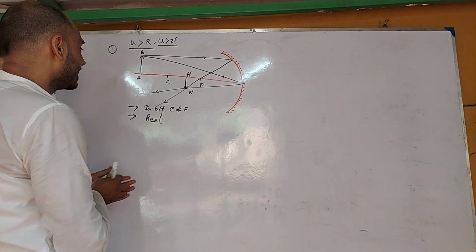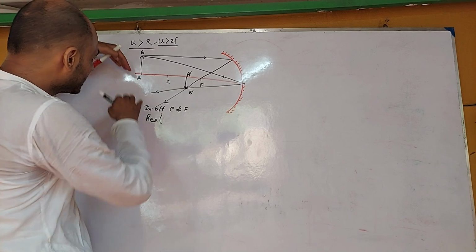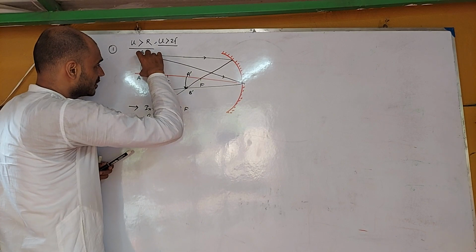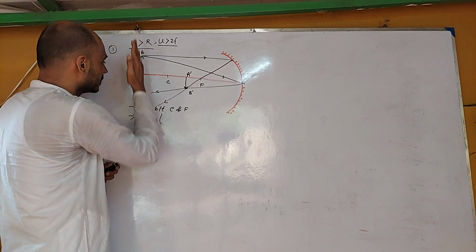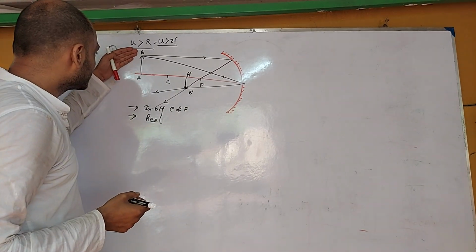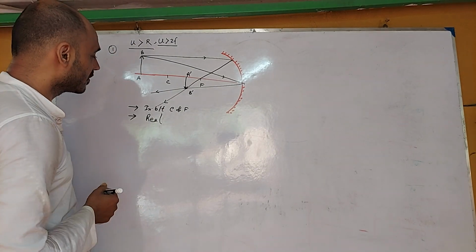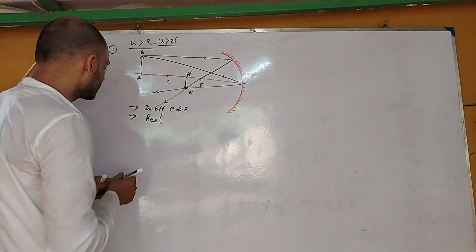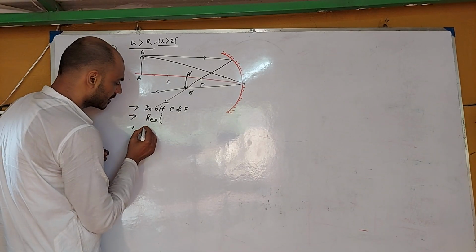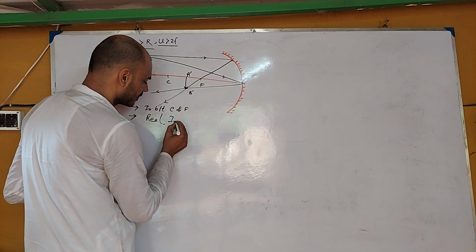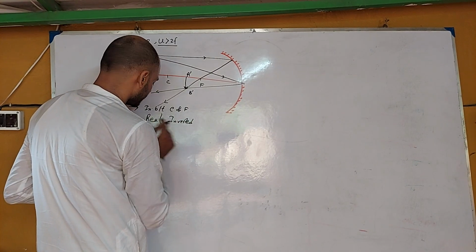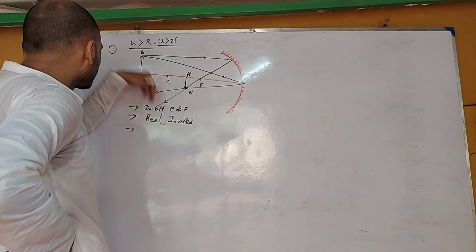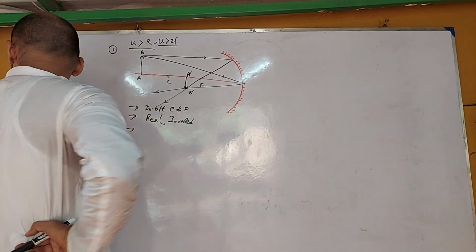And the height of the image is reversed, that is the B point is formed invertedly with respect to the principal axis. That's why the nature of the image can also be written as inverted. Okay. The direction of the height is opposite with respect to the principal axis.